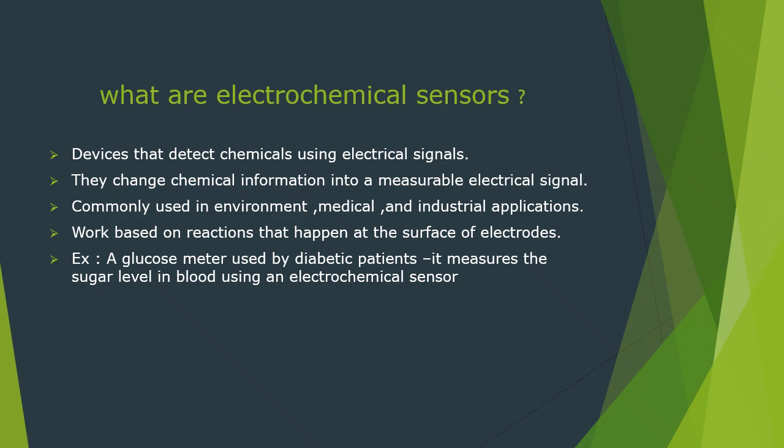First of all, what are electrochemical sensors? Electrochemical sensors are devices that detect chemicals using electrical signals. They change chemical information into a measurable electrical signal. They are commonly used in environmental, medical and industrial applications. They work based on reactions that happen at the surface of electrodes.